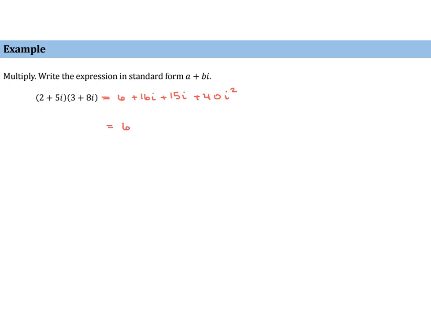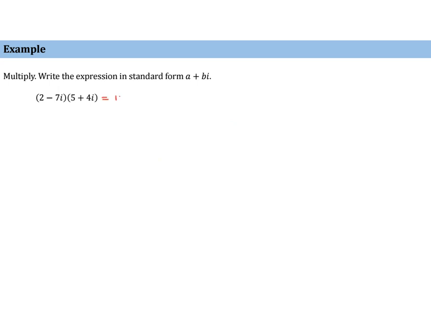So that will be 6 plus, now 16i and 15i, that is 31i, and then we have 40i squared, but we know i squared is -1. So we have 6 plus 31i minus 40. But we have like terms. We have 6 and -40 give us -34. So -34 plus 31i.